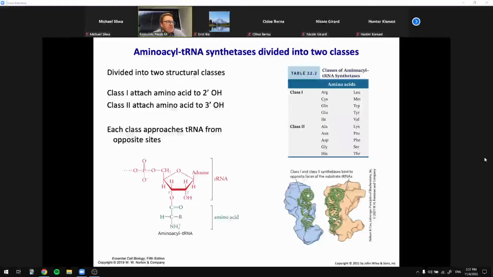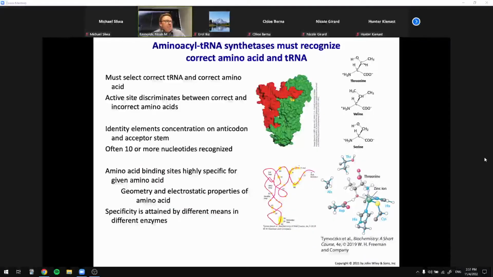Okay, so the synthetase's job, remember, is to pick the right tRNA and the right amino acid and hook them together. So that means it has to pick the right substrates, right? It has those 2 substrates it has to pick. And so the tRNA, what it recognizes usually is the anticodon and the acceptor stem.